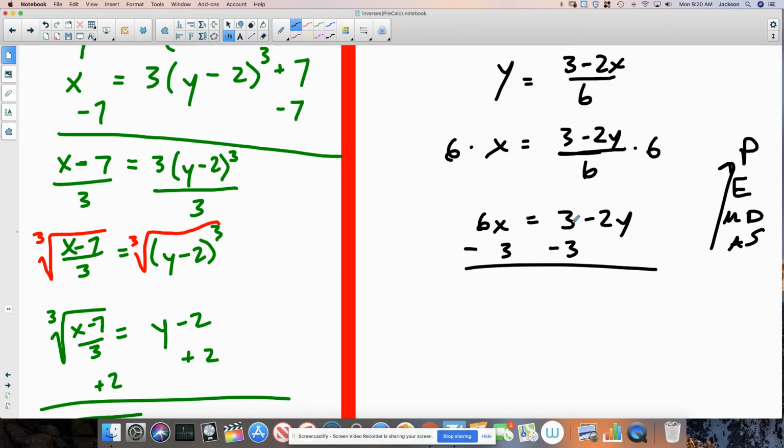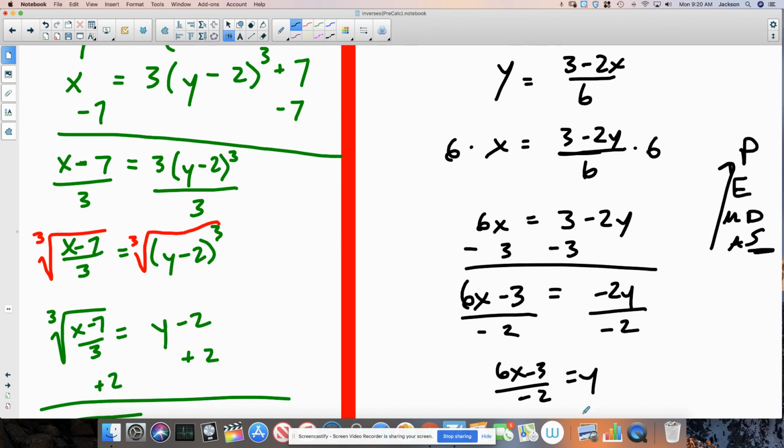Now when I look at what I have to do here, I have to subtract the 3 first, which is the first inverse operation on my list. So I have 6x minus 3 equals negative 2y. That negative 2 is being multiplied by y, so I divide everything over here by negative 2. So we end up with 6x minus 3 over negative 2, which is equal to y, our inverse function.